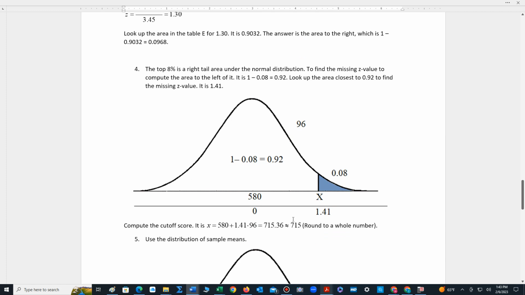Now for number 4, we're using cutoff scores here. It says the top 8% in a right tail area under the normal distribution. So we were given a top 8%. We have to get the area to the left. So 1 minus 0.08 is 0.92. Remember, the mean is 580, standard deviation 96. So using the area closest to 0.92, we're going to find the z-value.